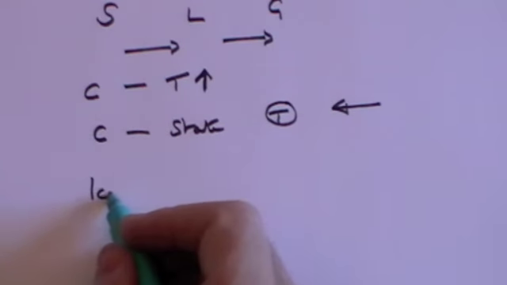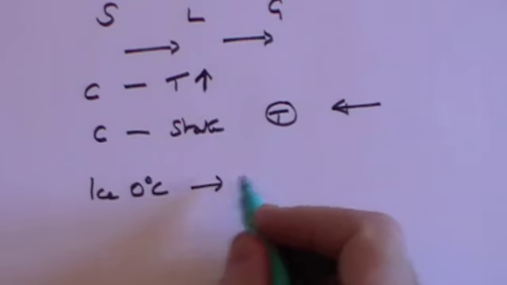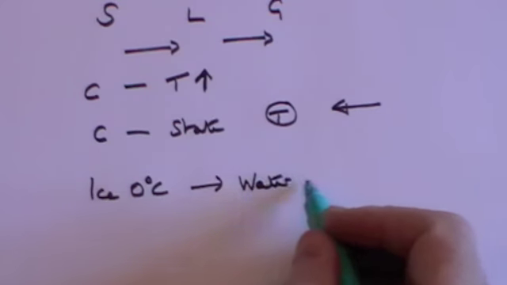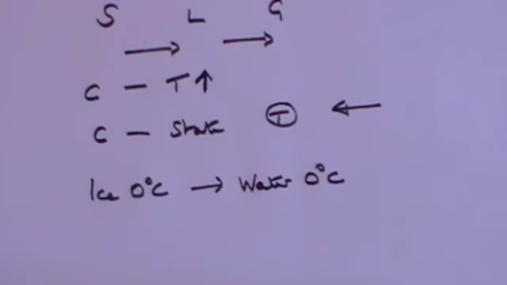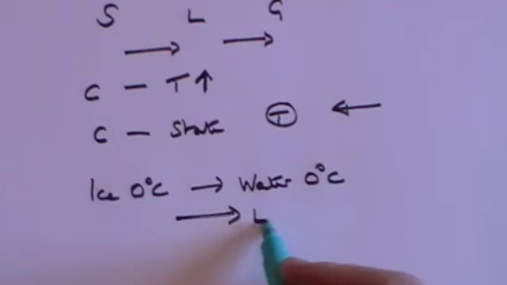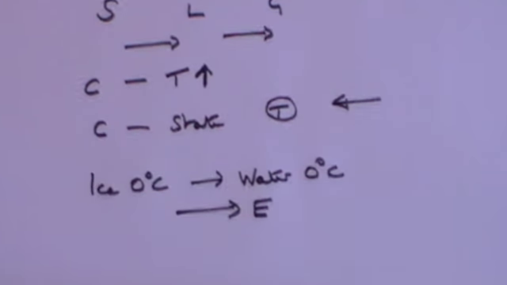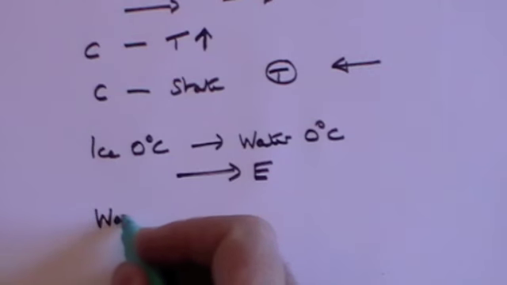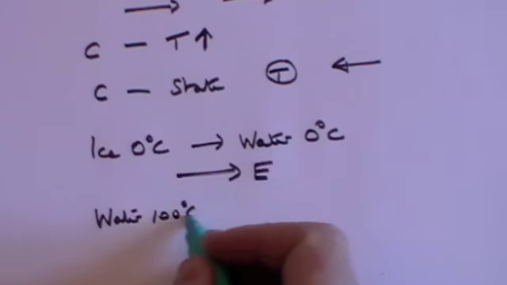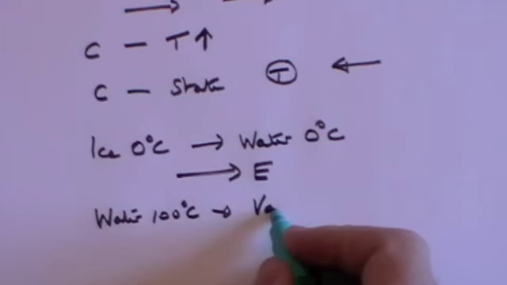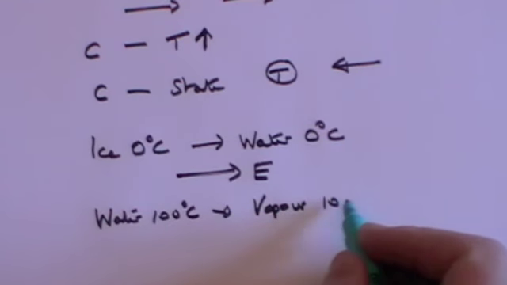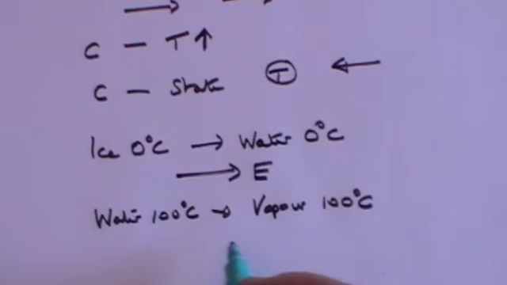So to be clear, if you want to go from ice at 0 degrees centigrade to water at 0 degrees centigrade, no change in temperature, you need to put in heat, energy. If you want to go from water at 100 degrees centigrade to vapor, water vapor at 100 degrees centigrade, you need to put in energy in the form of heat. You don't change the temperature, you do change the state.